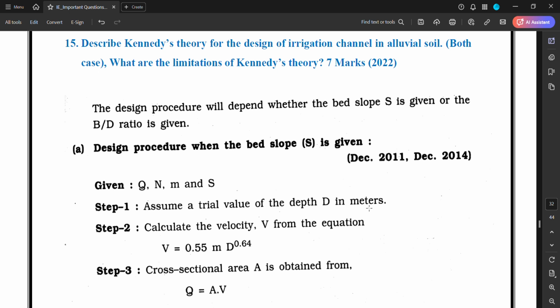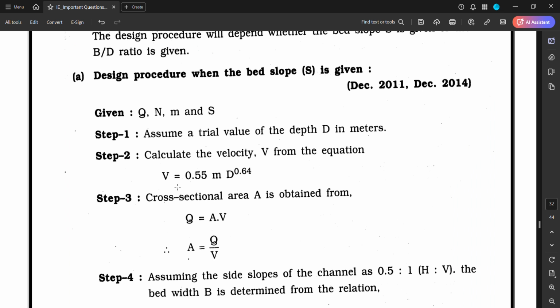width by depth ratio is given. First is the design procedure when the slope is given. The given data will be discharge Q, N, m and S. Step 1: assume a trial value of the depth d in meters. Step 2: calculate the velocity V from the equation V = 0.55 m d^0.64.